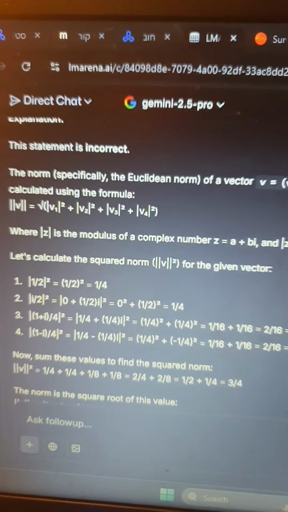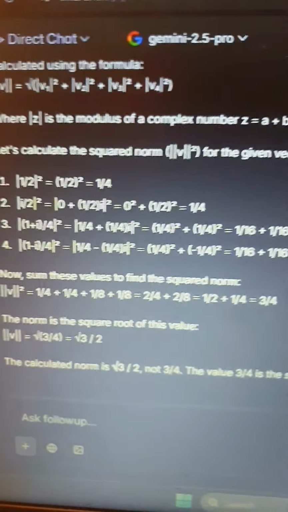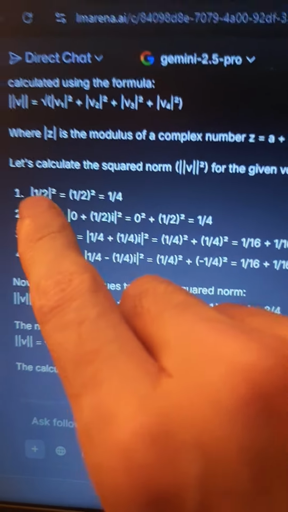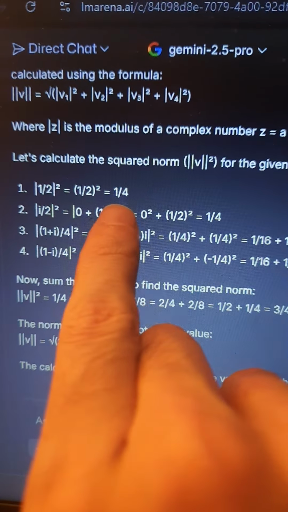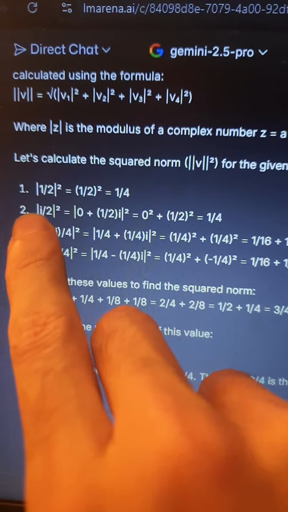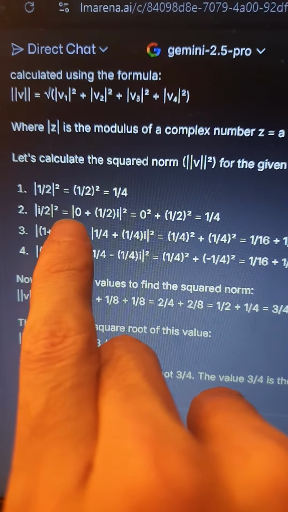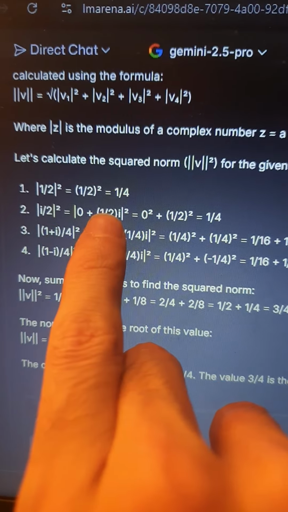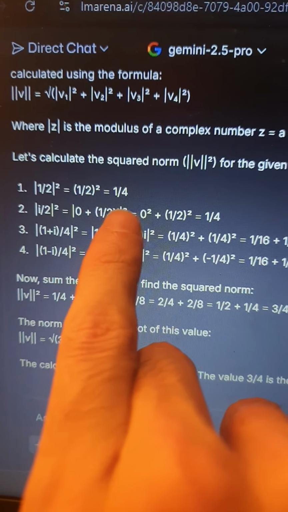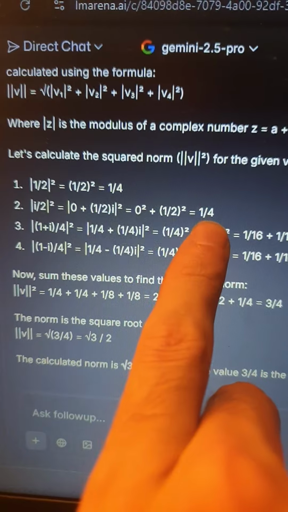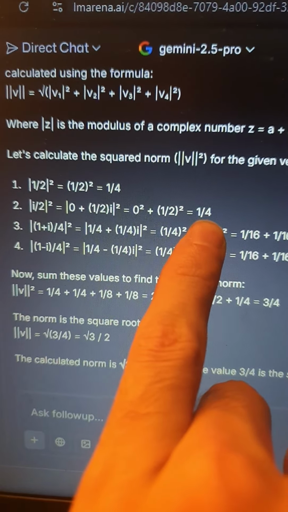So each component, we are going to take its value squared. We're taking half, which is just normally taking the square. And when we're taking i divided by 2 squared, we are taking half squared, so we get 1 divided by 4.